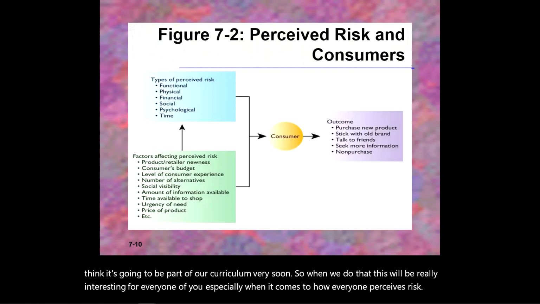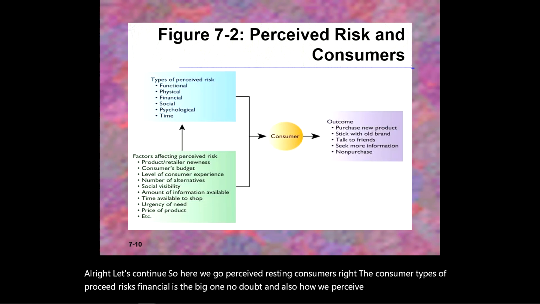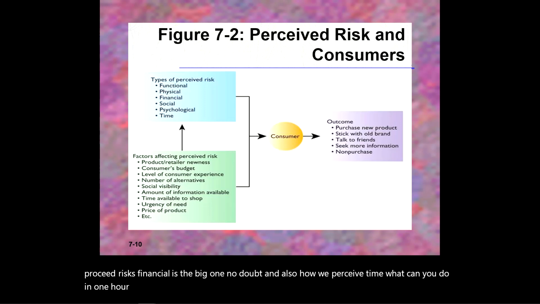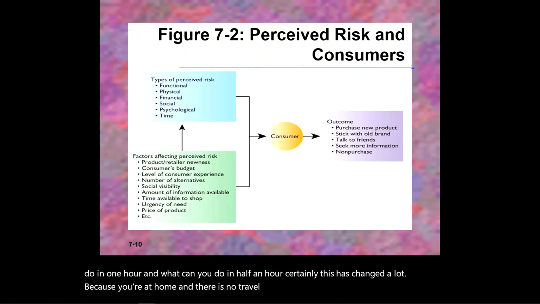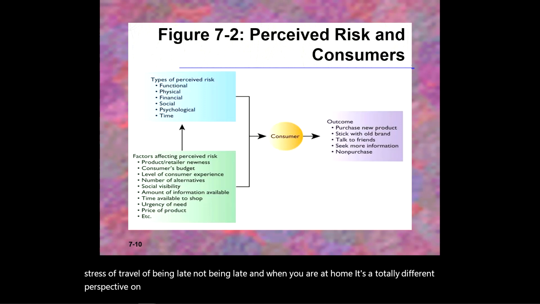All right, let's continue. So here we go, perceived risk in consumers, right? The consumer types of perceived risks. Financial is the big one, no doubt, and also how we perceive time. What can you do in 1 hour? And what can you do in half an hour? Certainly this has changed a lot because you're at home and there is no travel time. And removing travel time, the stress of travel, of being late, not being late, and when you are at home, it's a totally different perspective on life and on how you see time. I have to admit that very much so, because I'm living it just as much as everybody else.